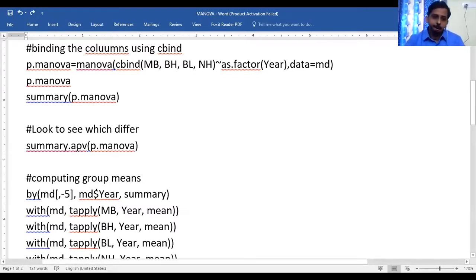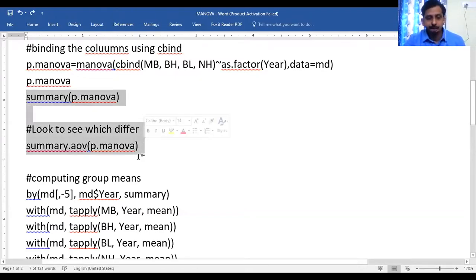This summary.ANOVA will tell you that taking one MB, it compares across the years; take BH, it compares across the years. Like this, however many variables you have in the data, for every variable the output of ANOVA will come, because we need to see whether each variable has its significance or not. We will understand it better once we execute this.